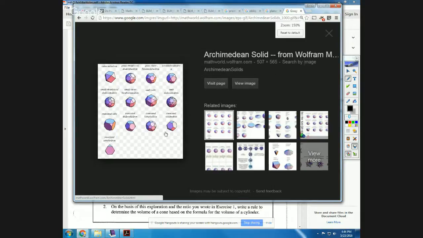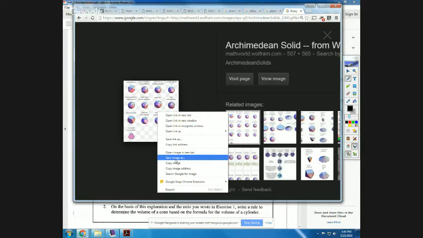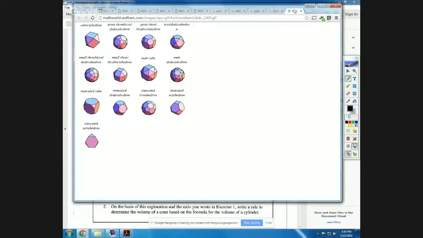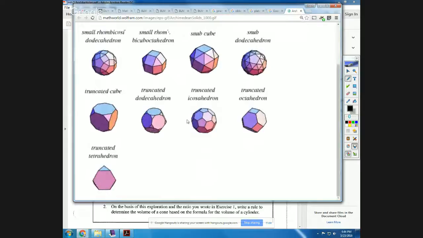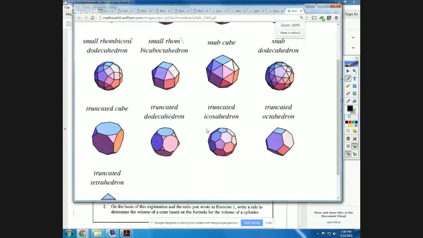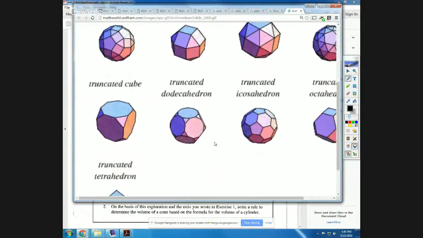Can I blow that up anymore? Oh, whoa, that's going the wrong way. Let's view this in a new window. Open image in new tab. Okay, here we go. And then blow them up. So this is the truncated icosahedron. What does that look like? A disco ball. Okay, what else? So this is also on page 872, the figure on the left at the top.